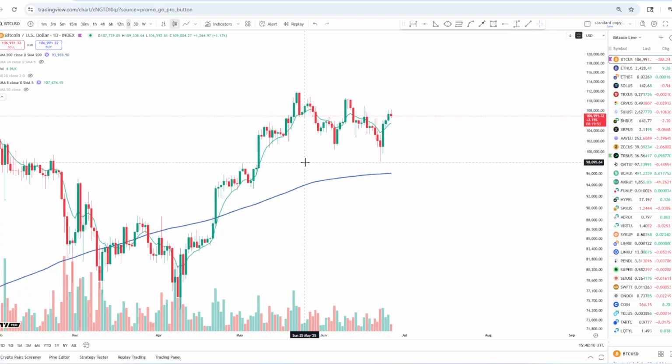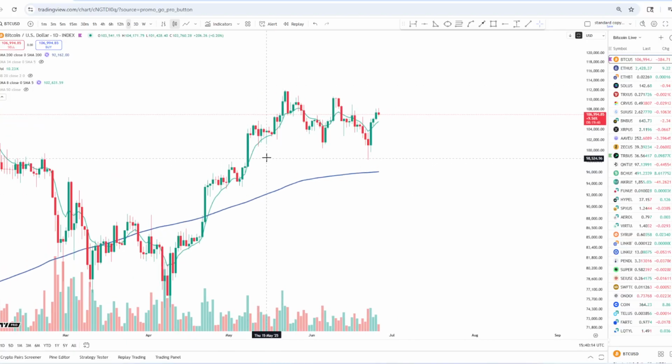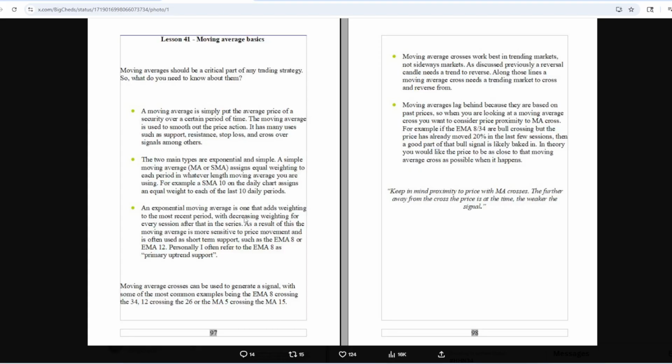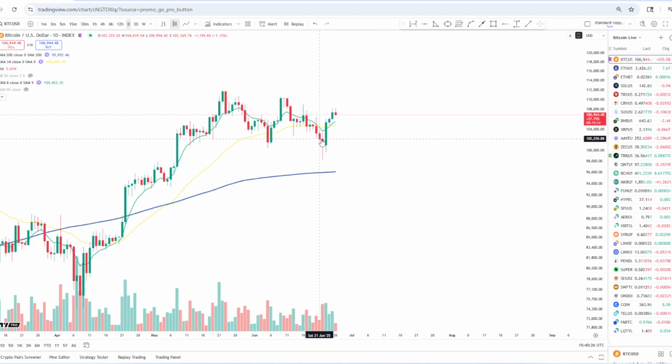Exponential versus simple: generally, you're going to use an exponential moving average for a short-term moving average, like an 8, or even a 12 and a 26, which are very common. And then you would use those for a crossing, the 12 crossing the 26. Or for example, in my system, the 8 potentially crossing the 34.